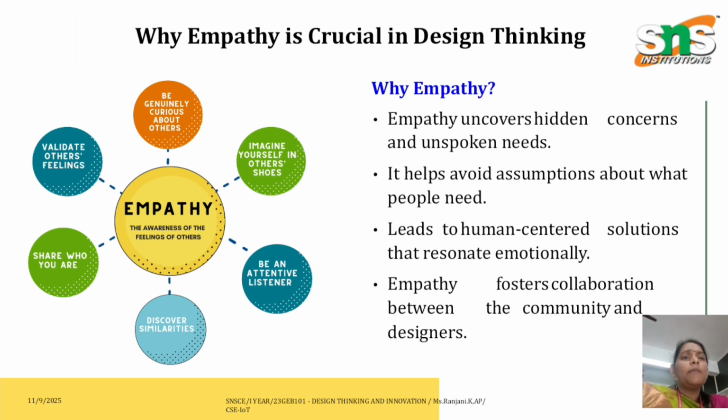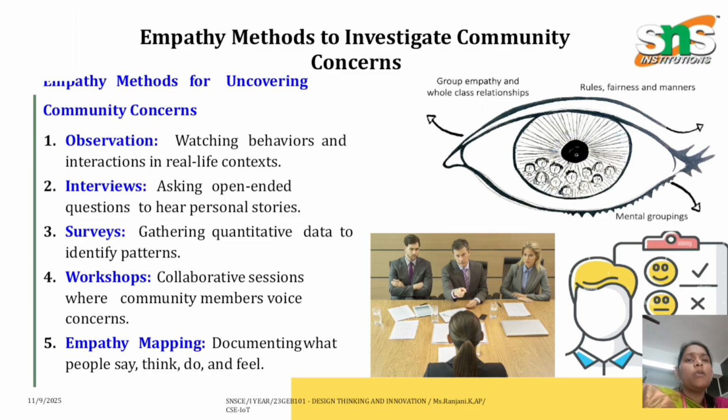These are the crucial parts of design thinking, and let us see what the methods are to investigate community concerns. The five methods are observation, interviews, surveys, workshops, and empathy mapping. Observation is watching behavior and interaction in real-time context, and interviewing is asking open-ended questions to hear personal stories. Surveys gather quantitative data among crowds or community halls. A workshop is a collaborative session where community members voice out, and empathy mapping documents what people actually feel, think, do, and say.